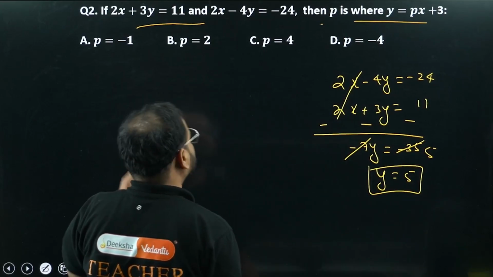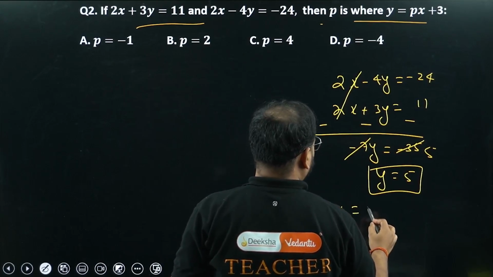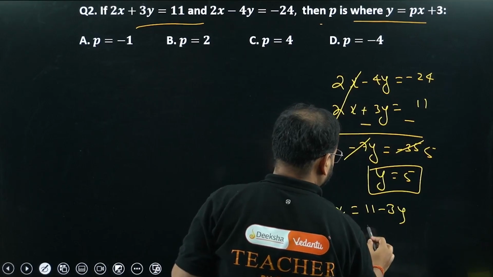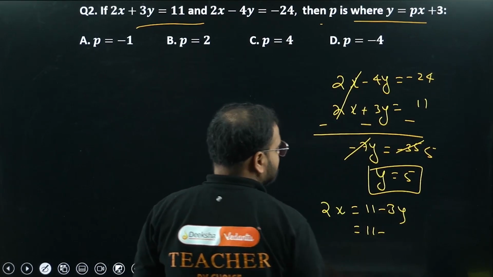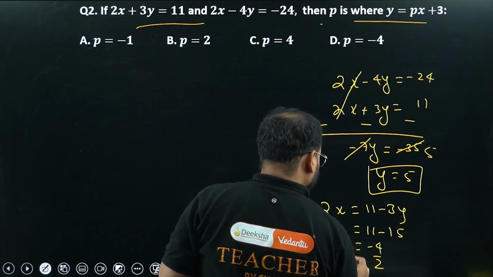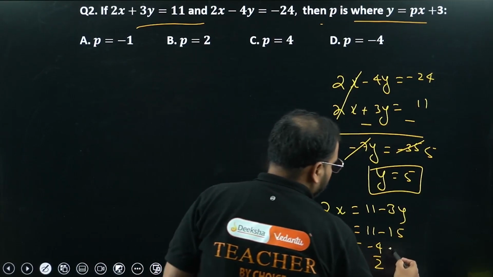Now put it in the first equation: 2 times x equals 11 minus 3y. So 11 minus 5 into 3, which is 15, is minus 4 upon 2 equals x, which means x equals minus 2.